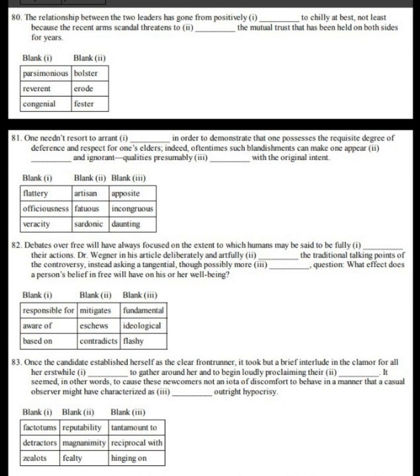Reverent is respectful. Congenial means friendly. Bolster means to support or strengthen. Used as a noun, the word bolster means a pillow, a cylindrical pillow which you have on a divan. Erode means reduce. Fester means to rot, rotting, fermenting. Now, the relationship between the two leaders has gone from positively congenial to chilly. And the next word should be erode.